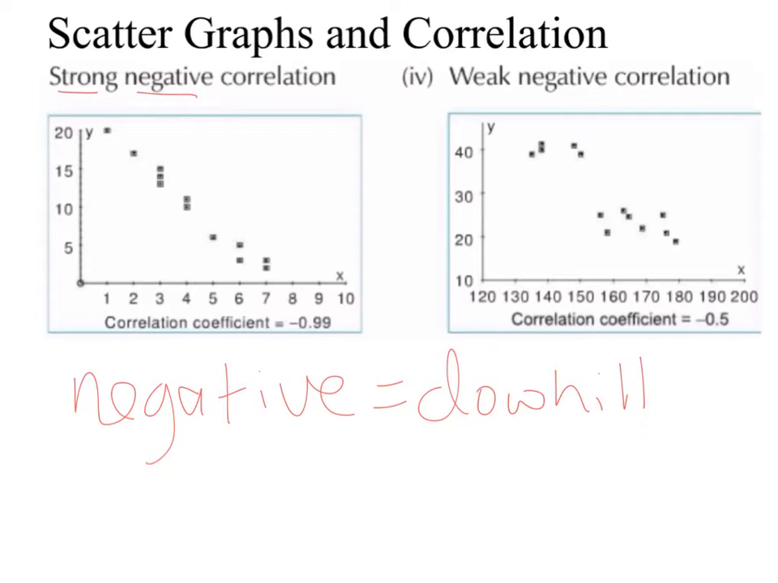The graph on the right is also negative because we can see the dots are also going downwards. So we read the graph from left to right, so it's going downwards. But it's weak correlation because they're not very close together. So this graph has strong negative correlation. This graph has weak negative correlation. These dots are all close together, so they're strong. These dots are quite far apart, so they're weak. But both of them are going downhill, so they're both negative. Negative correlation.